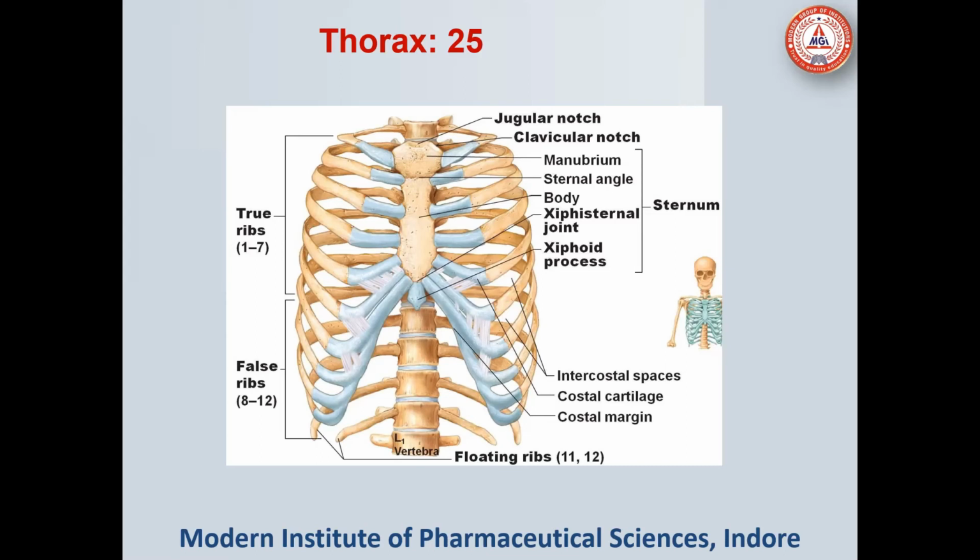The lowest 2 pairs of ribs are referred to as floating ribs. They do not join the sternum at all, their anterior tips being free. The first 7 ribs are true ribs. Ribs 8 to 12 are false ribs, and ribs 11 and 12 are also known as floating ribs.